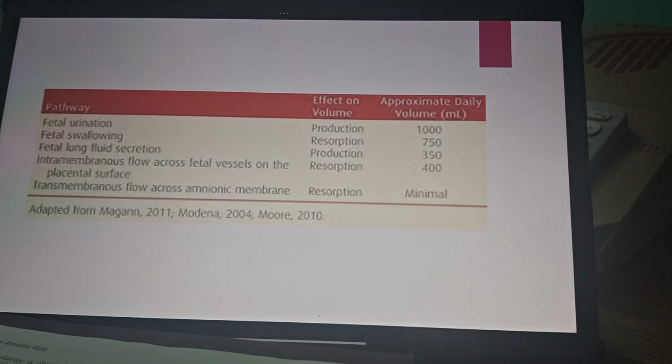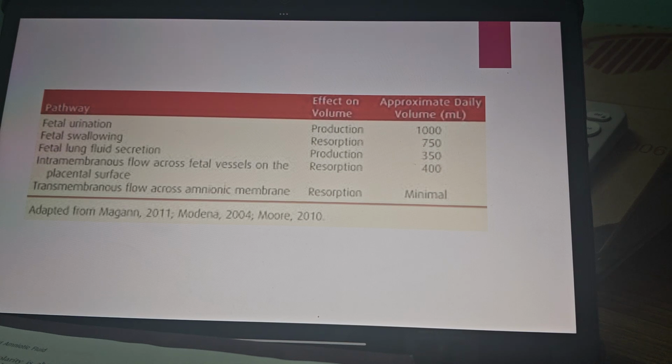Now fetal swallowing reabsorbs around 750 ml, intramembranous flow across fetal vessels on the placental surface around 400 ml, and transmembranous flow across amniotic membranes is minimal. So there is production of around 1350 ml of amniotic fluid daily, and 1150 ml is reabsorbed. So the net volume is 200 ml per day.